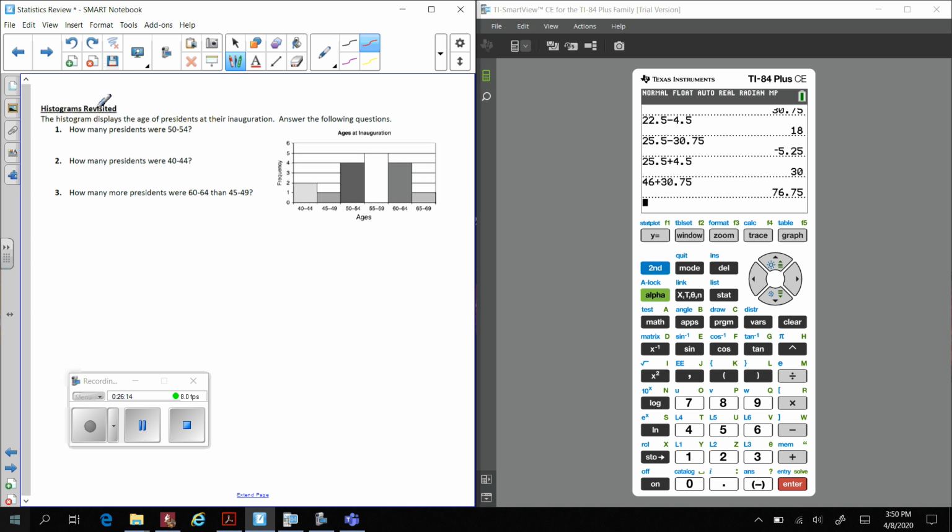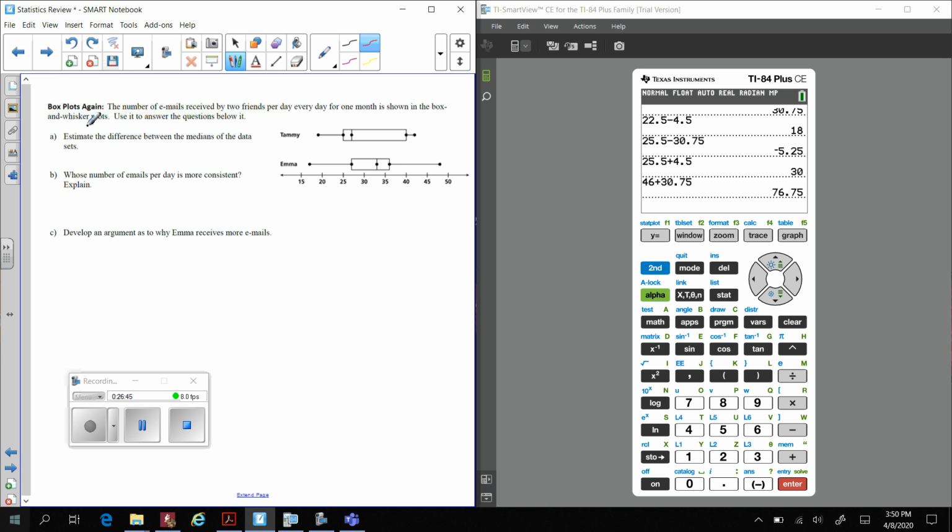All right, so I think you guys can understand and read histograms. How many presidents were from 50 to 54? Well, 4 of them. How many presidents were from 40 to 44? Only 2. And how many more presidents were 50 to 54 versus 45 to 49? That is 4 versus 1. So there were 3 more presidents. I hope you guys can handle that part.